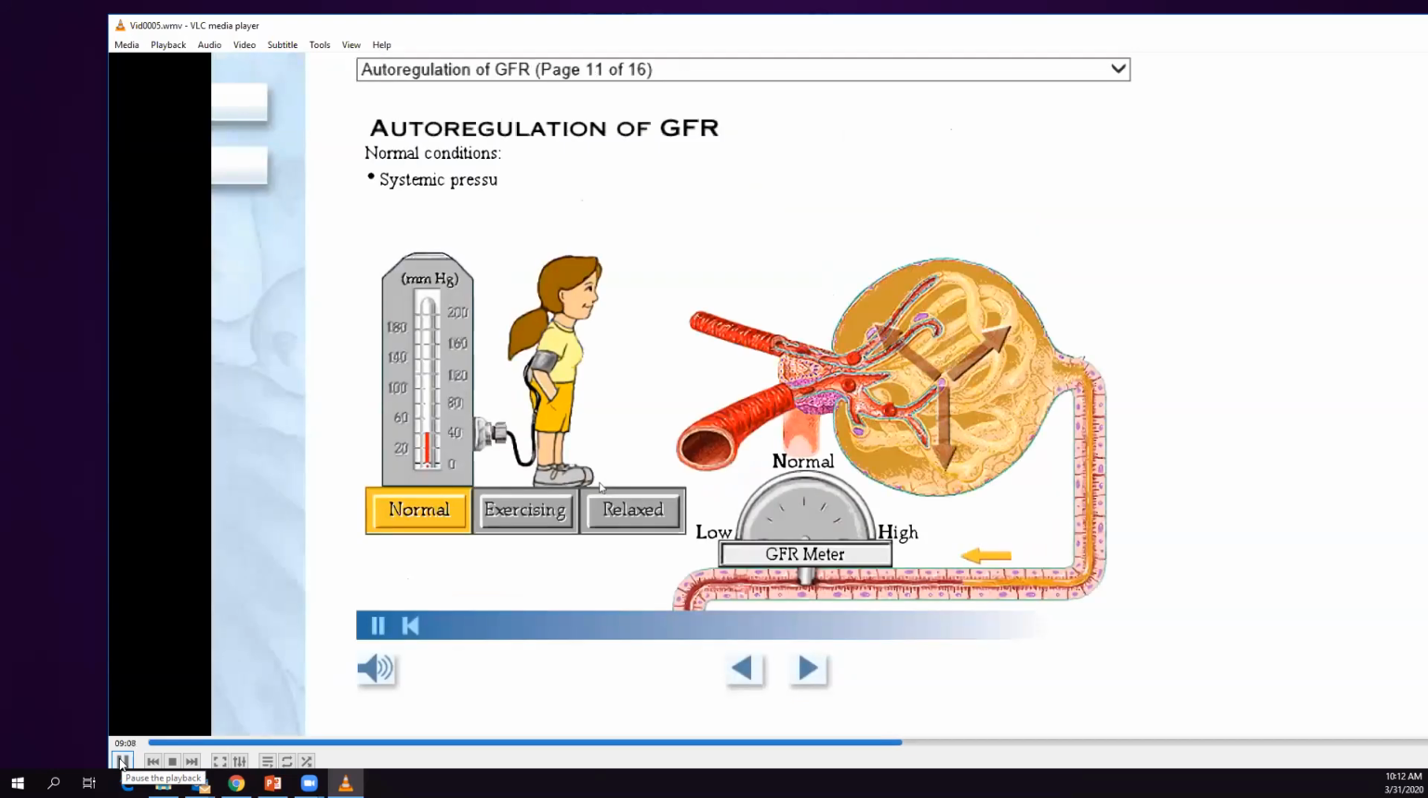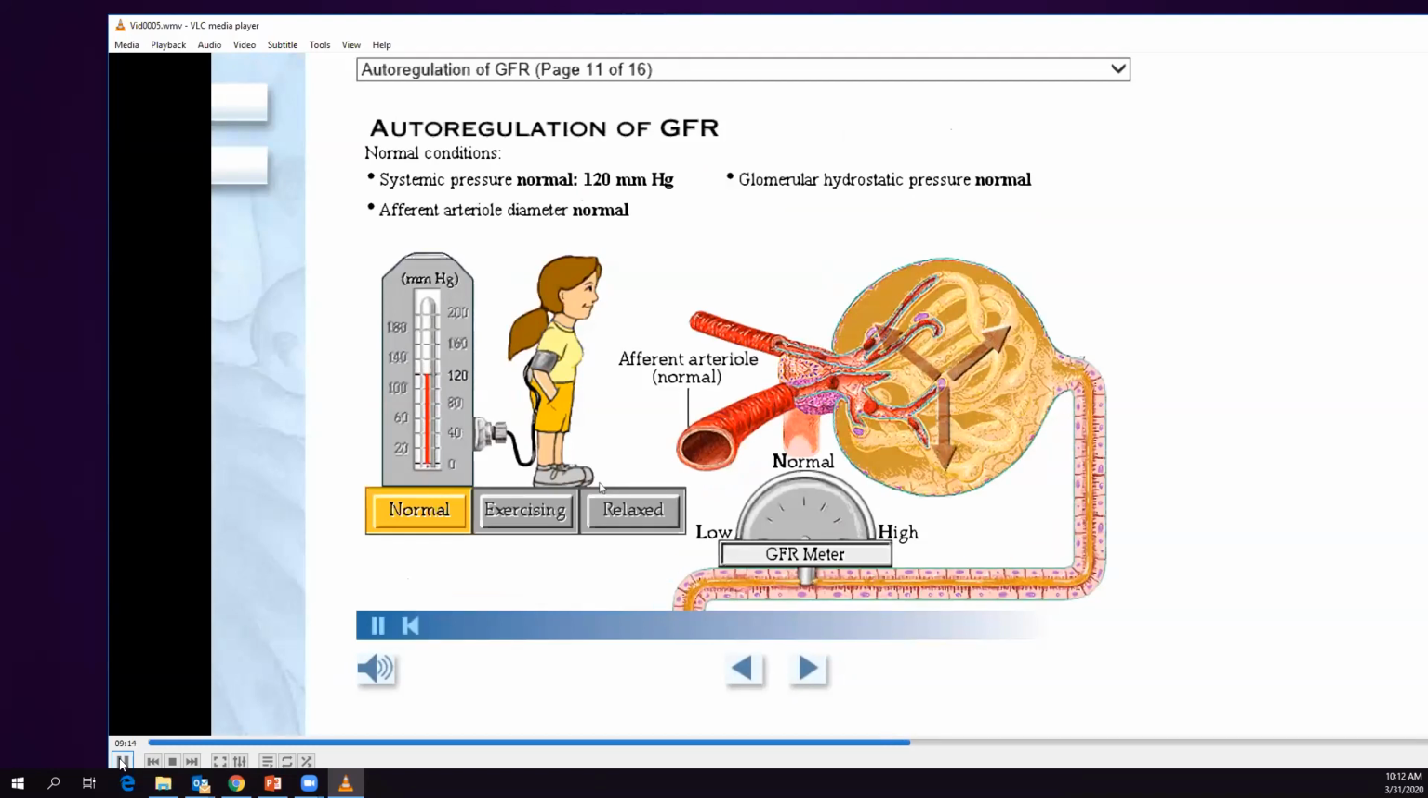During normal conditions, systemic blood pressure registers approximately 120 millimeters of mercury. The diameter of the afferent arteriole is normal, as is the glomerular hydrostatic pressure. These conditions provide a normal glomerular filtration rate of 125 milliliters per minute.